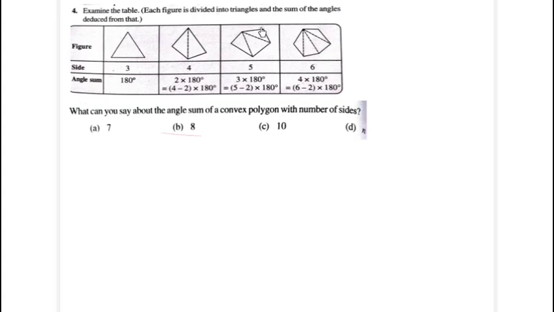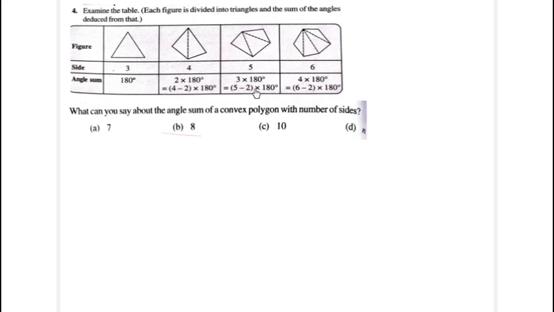Now here see, 5 vertices are there. It is a pentagon. Now by drawing 2 diagonals, they have divided this pentagon into 3 triangles. So what is the angle sum of this pentagon? 3 multiplied by 180 degrees. Why 3 multiplied by 180 degrees? Because 3 triangles are there and in each triangle the sum of all the angles is equal to 180 degrees. So that's why 3 multiplied by 180 degrees.